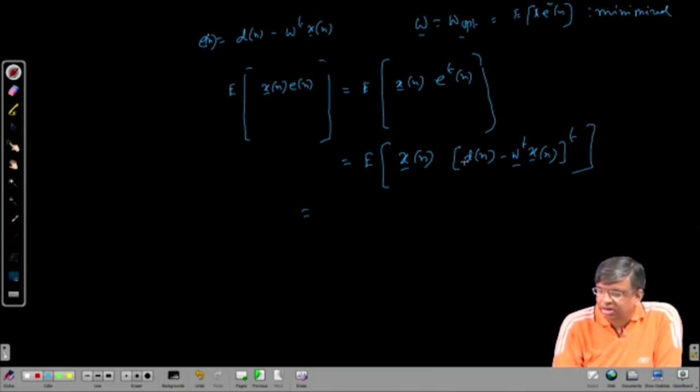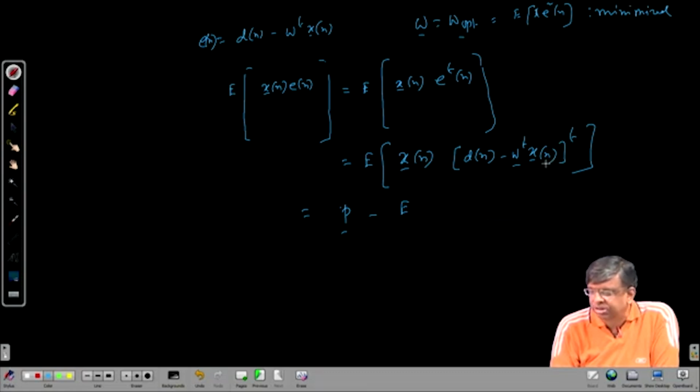So, d n transpose is the same as d n. So, E of x n d n transpose, that is x n d n, that is my P vector, minus E of x n, and the transpose of this, A matrix, B matrix, A B transpose is B transpose A transpose. So, it will be x n and then x n transpose W transpose transpose, that is W.